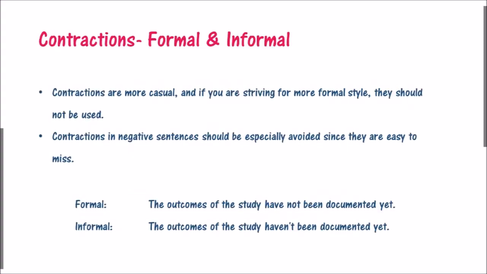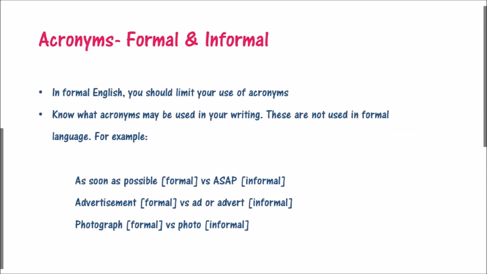Contractions are two words made shorter by placing an apostrophe where letters have been omitted. Contractions are more casual, and if you are striving for a more formal style, they should not be used. Contractions in negative sentences should be especially avoided since they are easy to miss. In informal language, they are used for easier flow and faster speech. You can refer to the given example.